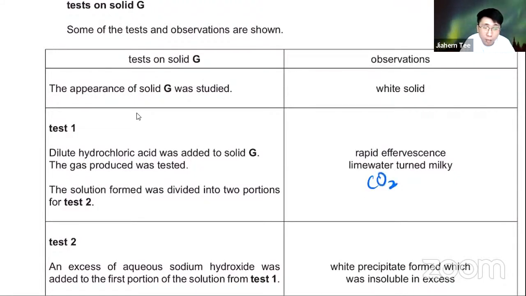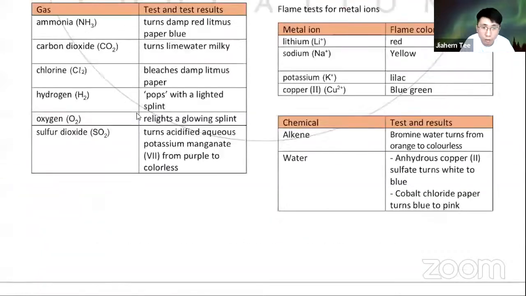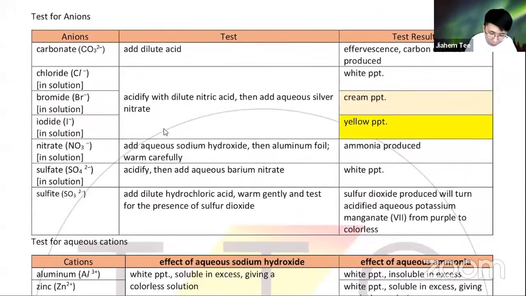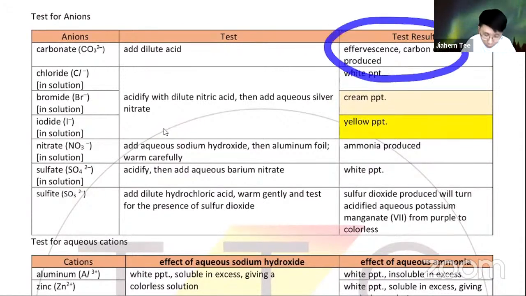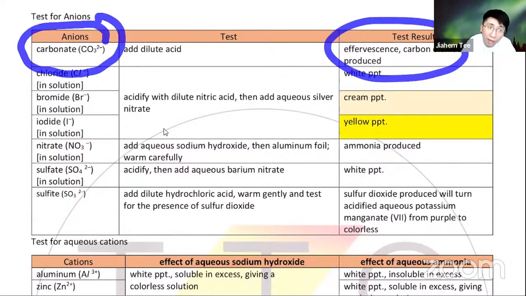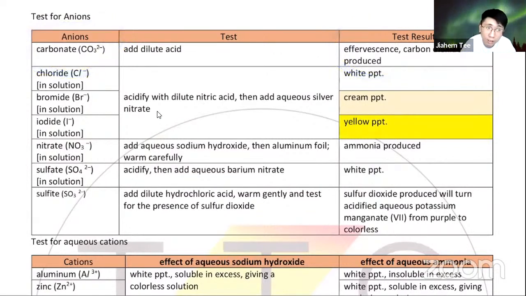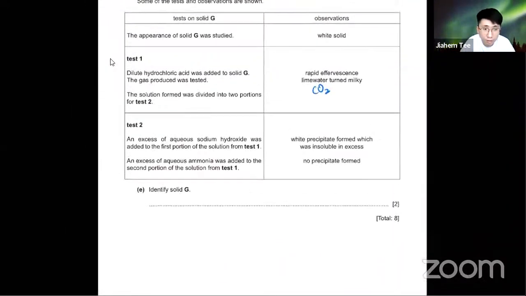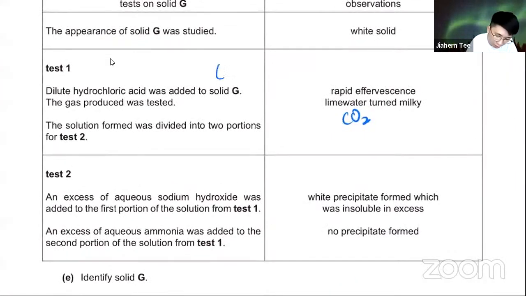what does it prove? It proves the presence of one of the ions. What ion are we having? Again, to the notes. If a carbon dioxide is produced, it proves that carbonate ion is present. So from here, the carbonate ion is present, and this shows CO3 2-.